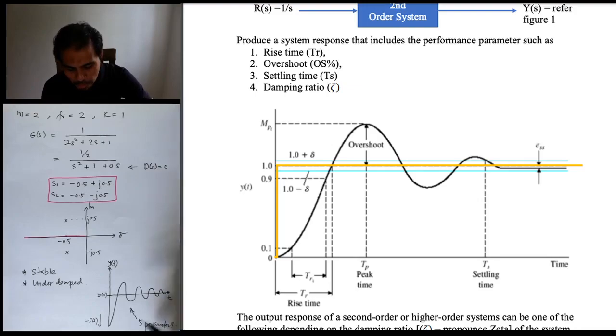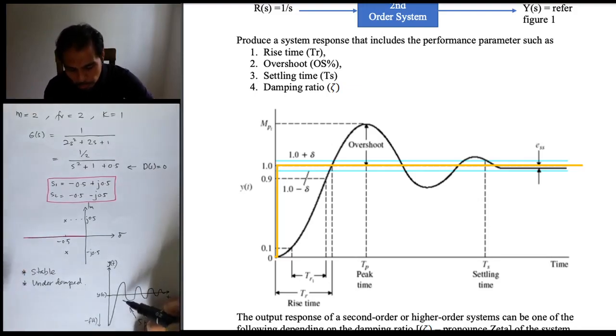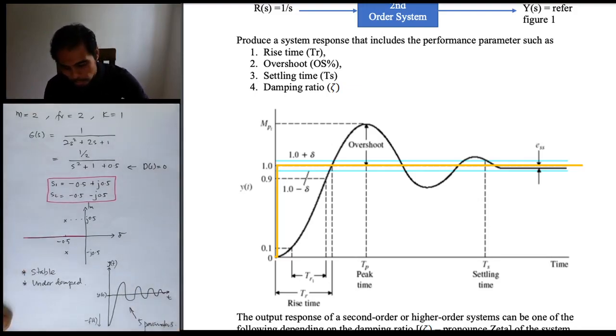Okay. So you see, as we change the values of M, K, and FV, damping, the behavior of the bouncer will change, right? And then the parameters will change too, right? So that is very, very interesting to study about second order systems.